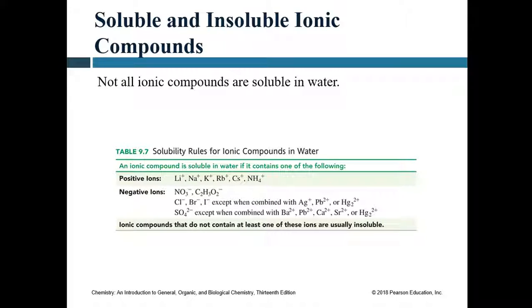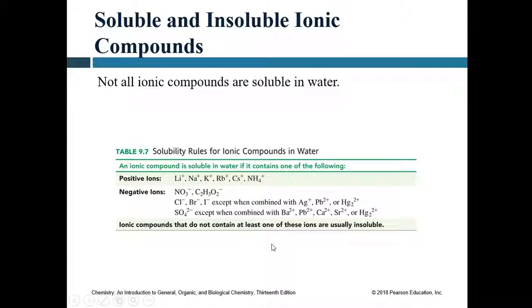Now then, in this section, soluble and insoluble ionic compounds, we're getting a little bit more specific on which ionic compounds are soluble, i.e. dissolve in water. First of all, anything with a +1 charge is going to be soluble. If it's a -1 charge, they're all going to be soluble, except if they are combined with silver, lead-2, or mercury.